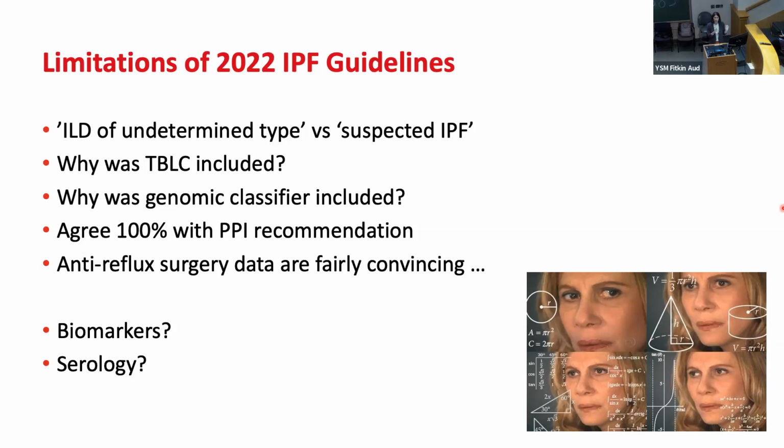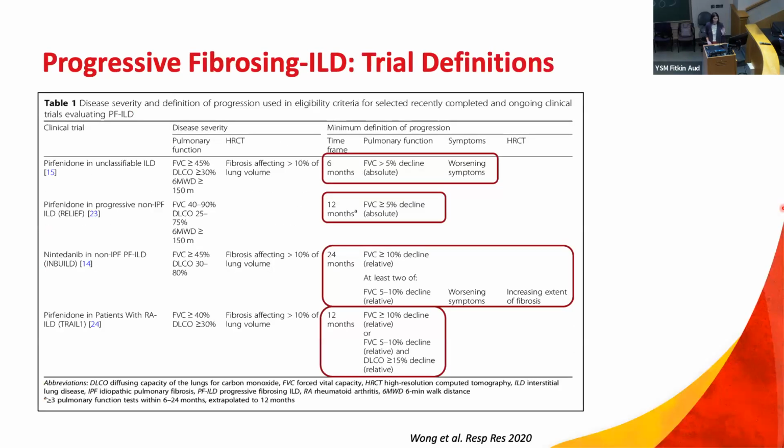I think the best thing that came out of it was this PPI recommendation. The anti-reflux surgery data, I don't know. I think there's some pretty good data to show that it might be helpful, but I get where it wasn't on there. There was nothing about biomarkers and nothing about serology, which are two really important questions in the field that I think should have been in there. And maybe we weren't ready for an update if nothing really changed and we didn't address some of the key problems.